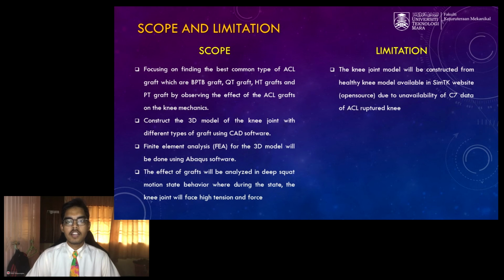Other than that, the effect of graft will be analysed in deep squat motion state behavior, where during the state, the knee joint will face high tension and force. For the limitation, the knee joint model will be constructed from the Held knee model available on the SimTK website due to unavailability of CT data of ACL rupture knee.